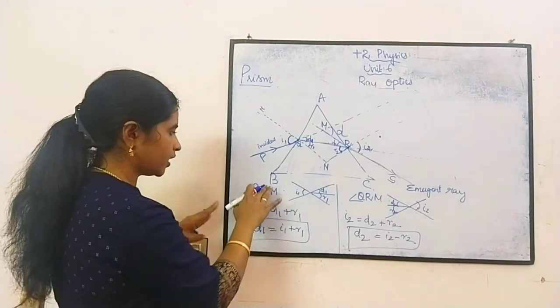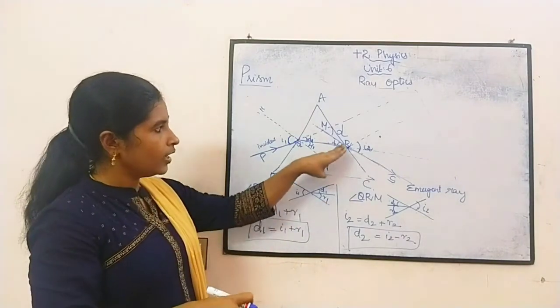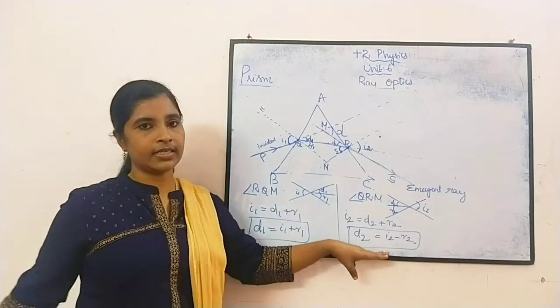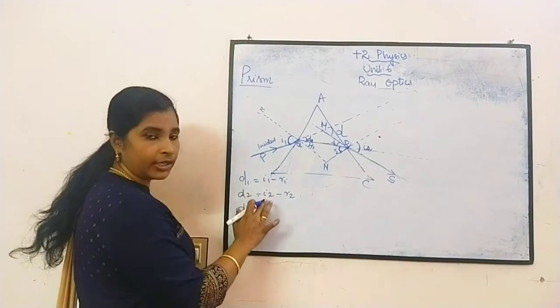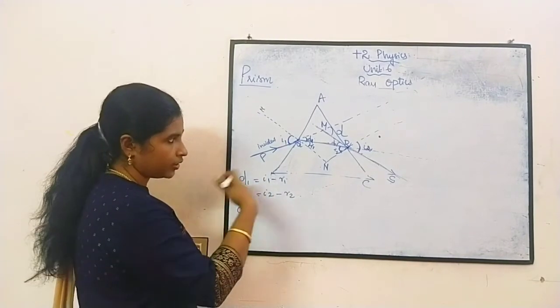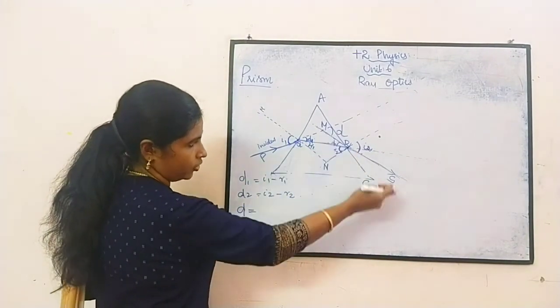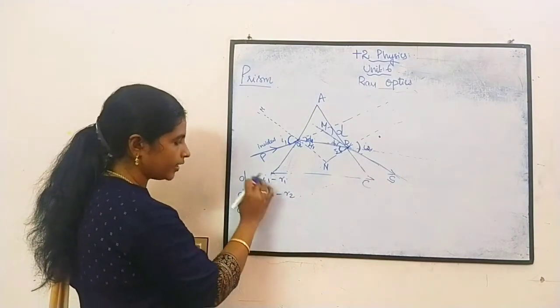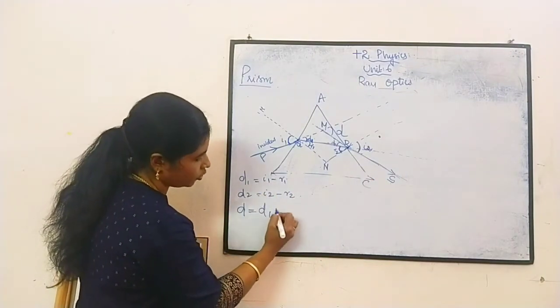புரியுதா? இந்த angle எடுத்து அதுல இருந்து D1 calculate பண்ணிருக்கோம். இந்த angle எடுத்து we have calculated D2. Okay. So we know D1 and D2. So what about the total deviation? Total deviation இங்க ஒரு deviation நடக்குது, இங்க ஒரு deviation நடக்குது இல்லையா? So totally the deviation of D1 and D2 is the total deviation.